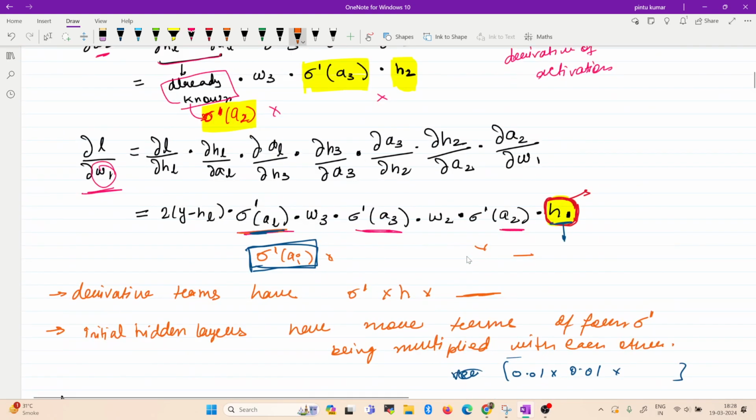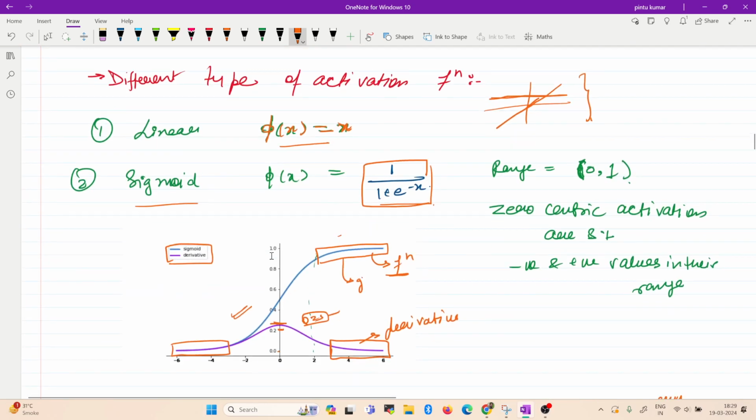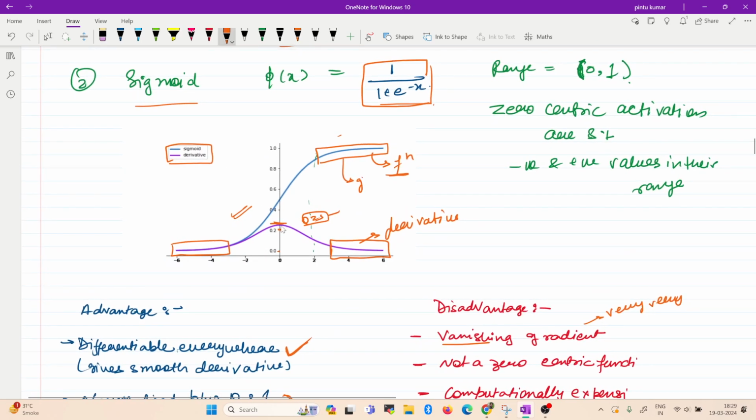Again, just to refresh your mind, there were many sigma dash terms getting multiplied, at least for the weights that belong to the initial layers. So if you have values in the range of 0.2 or something like that, or even 0.1 for that matter, 0.1 multiplied 10 times would be a very, very small value, and hence your weight update would be very small. So the sigmoid activation function faces this vanishing gradient problem.